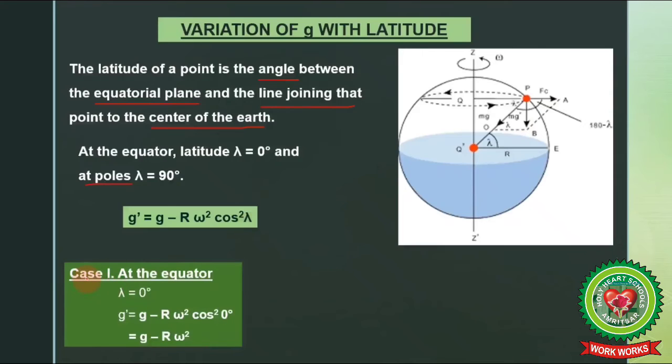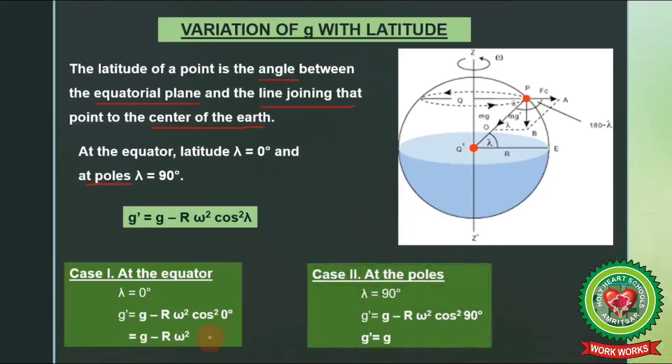Now, case 1, at the equator. What happens at the equator? Lambda is equal to 0 degree. Put this value of lambda equal to 0 degree in this equation. We will get g dash is equal to g minus r omega square cos square 0. And we know that cos 0 is 1. So, the answer will be g minus r omega square.